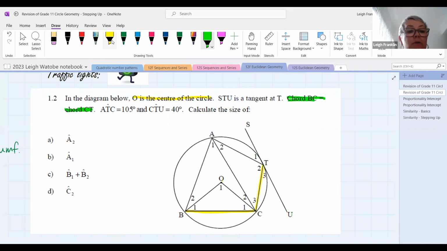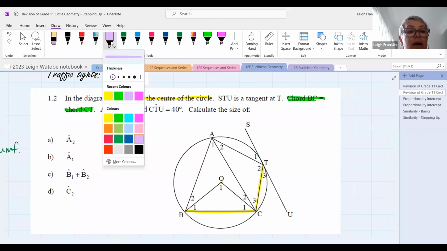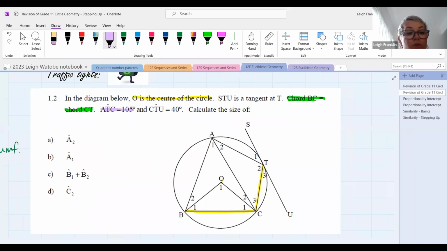Angle ATC is equal to 105. So ATC, that's this angle over here. This is 105. Let's pop it in there. And CTU, that's this angle over here. Let's highlight that in pink. Angle CTU over here is 40 degrees.